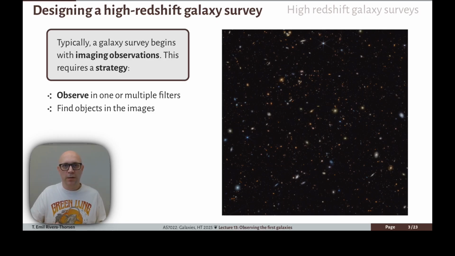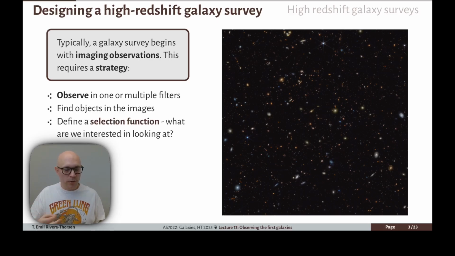Obviously, I say obviously, but it's not trivial to do, right? There can be thousands and thousands of objects in such an image, and we need to make sure that we pair the right object in one filter with the right object in another filter, and so on. So there's definitely some work to do here, but from a conceptual point of view, it's very simple. We just want to find all the things in such an image.